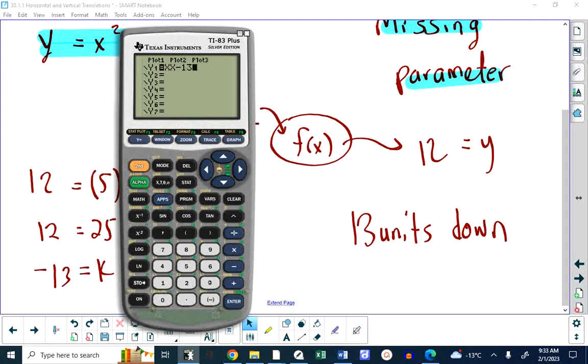Is that right? So I'm going to adjust my window settings. I'm going to go zoom standard first, which goes from -10 to 10, -10 to 10. It's not going up to 12. I want to see that point. So I'm going to go to my window settings and go up to, I don't know, 15. While I'm at it, I might as well bring the vertex into view. I think that's good enough. So there's the function. If I go trace 5, success.